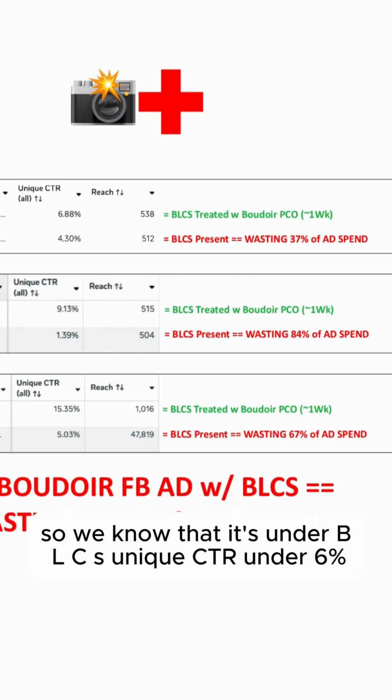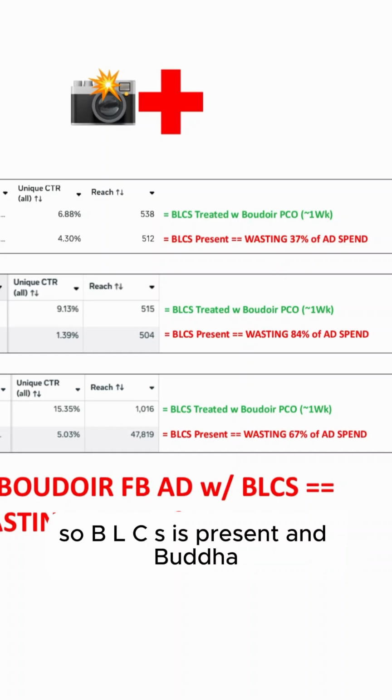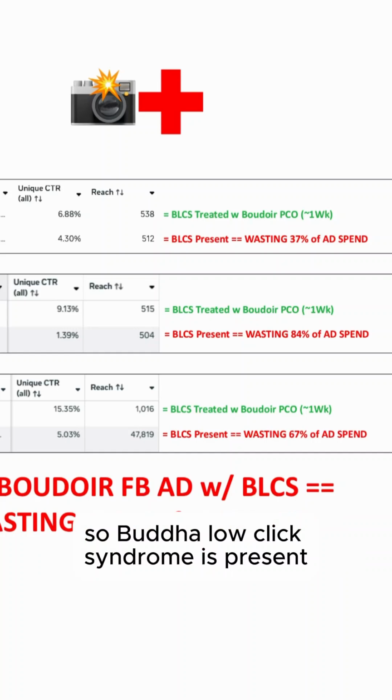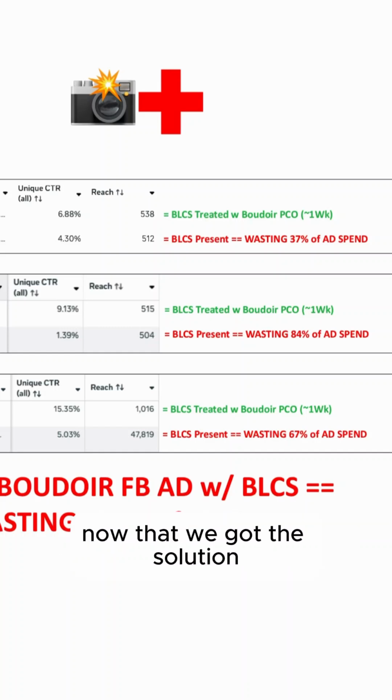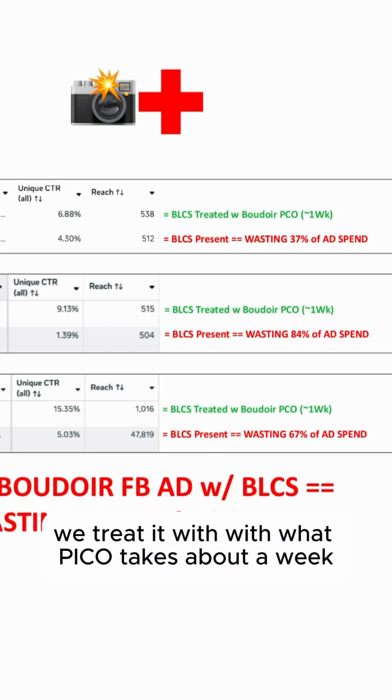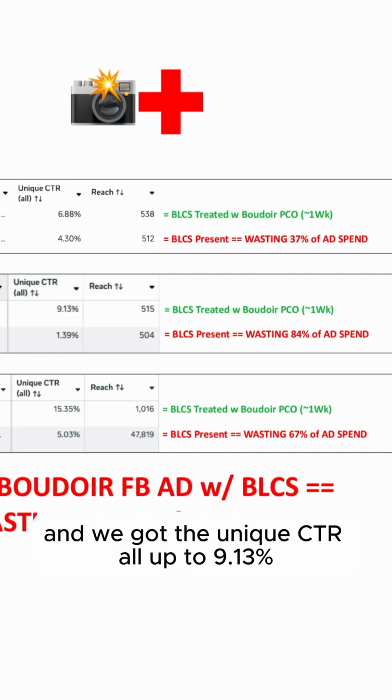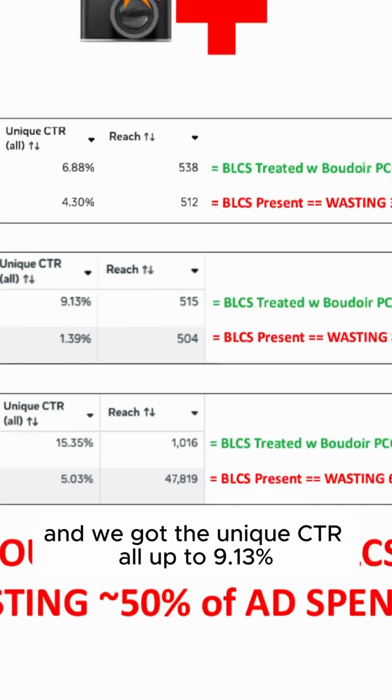So we know that it's under BLCS, unique CTR under 6%, so BLCS is present, and Boudoir Low Click Syndrome is present. Now that we got the solution, we treat it with Boudoir Pico, takes about a week, and we got the unique CTR up to 9.13%.